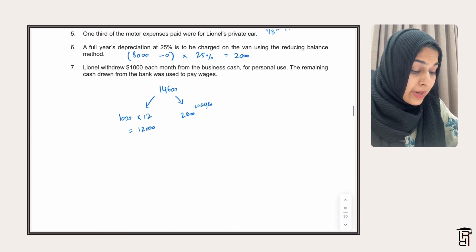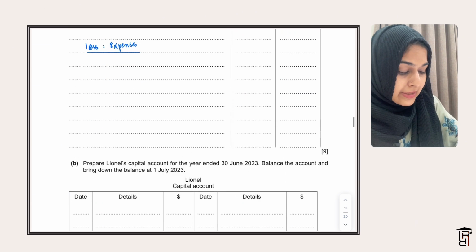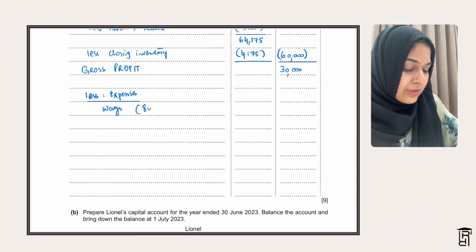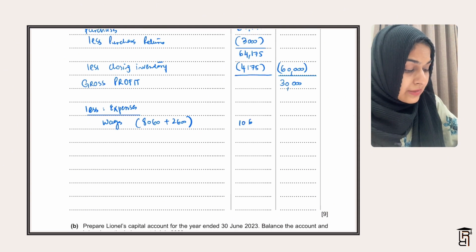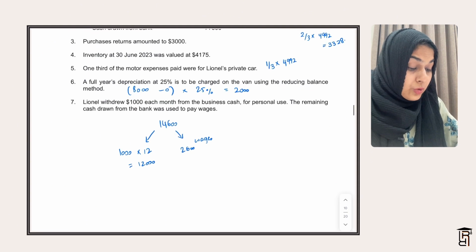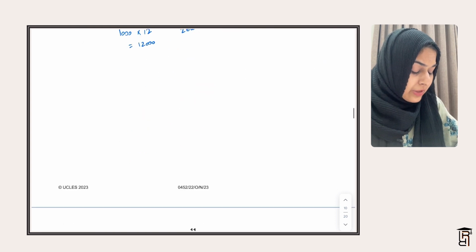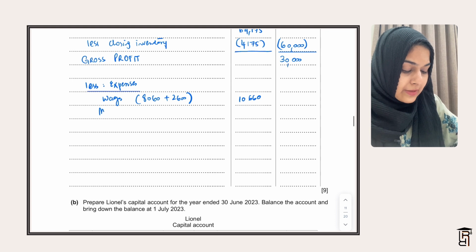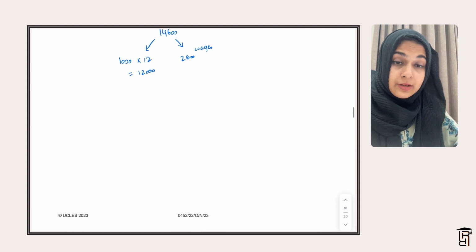I write here wages, 8,060 plus 2,600. Then my wages will be 10,660. Two-thirds of motor expenses is for my business, so I write here motor expenses, 2/3 of 4,992, which comes out to be 3,328. That is my motor expenses here.